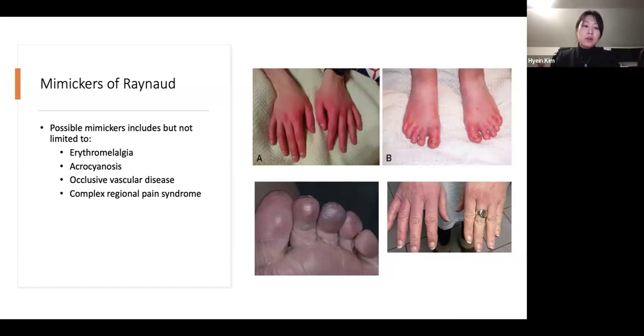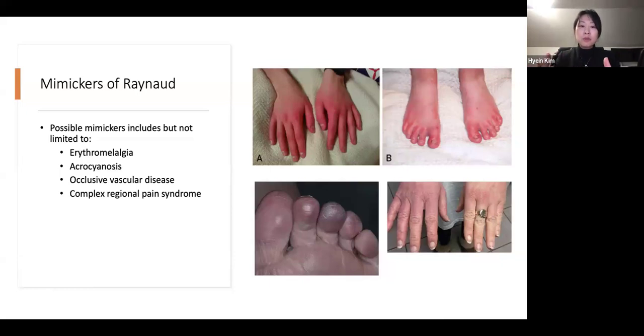Not limited to these ones, but some of the common ones that we encounter are some of these things. So erythromelalgia is a rare condition, and pictures A and B are the typical picture of erythromelalgia. Patients develop this almost red, hot appearance. They don't go pale or blue, but it goes very red, typically with exposure to warmth. So the typical history is that after a hot shower, they get out and develop really, really red hands and feet.